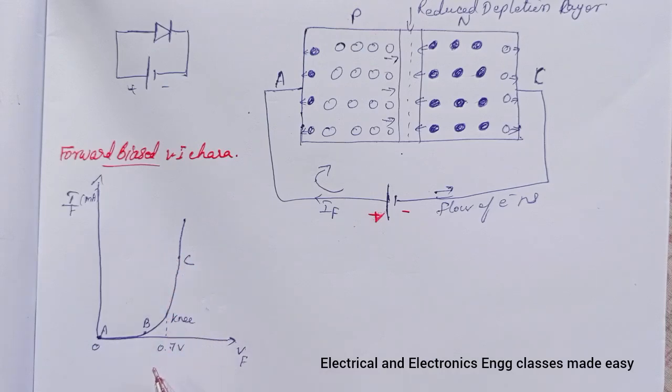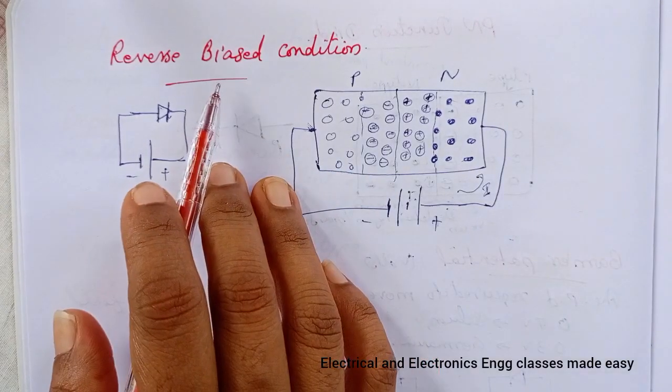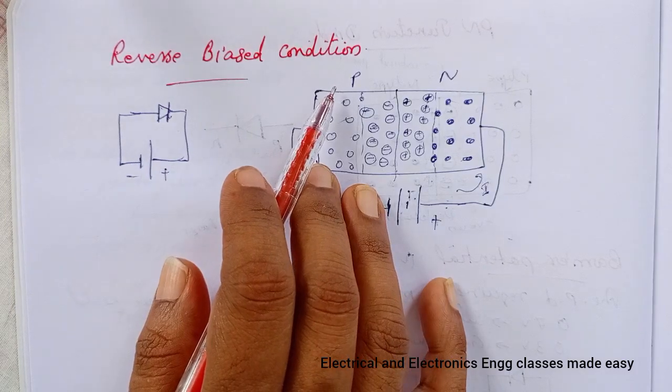If the forward voltage is increased beyond a certain safe value, it will produce extremely large current which may destroy the junction due to overheating. Next is reverse biased condition.